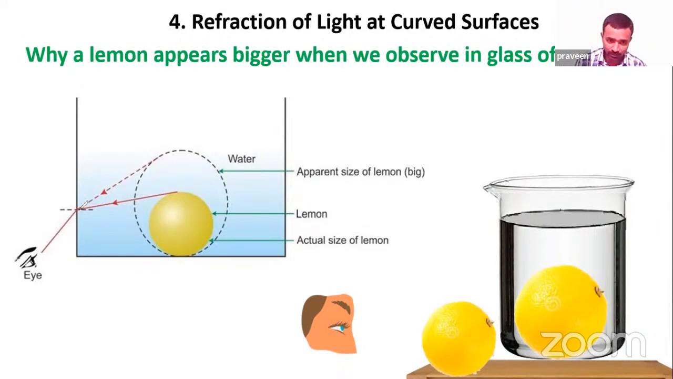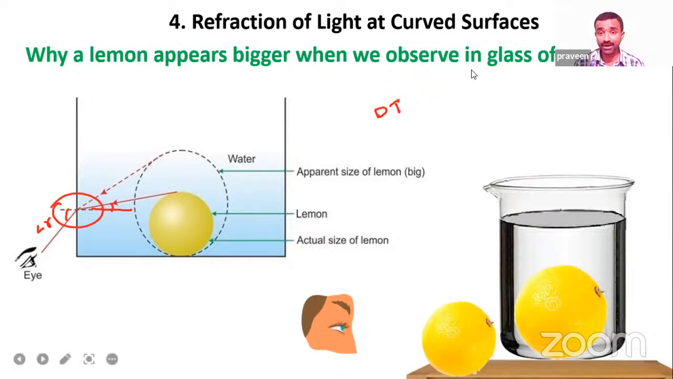Look at this. Up to this normal, the light came in this direction. But here, after changing its medium, the angle of incidence will become smaller than the angle of refraction. Denser to the rarer, light bends away from the normal.